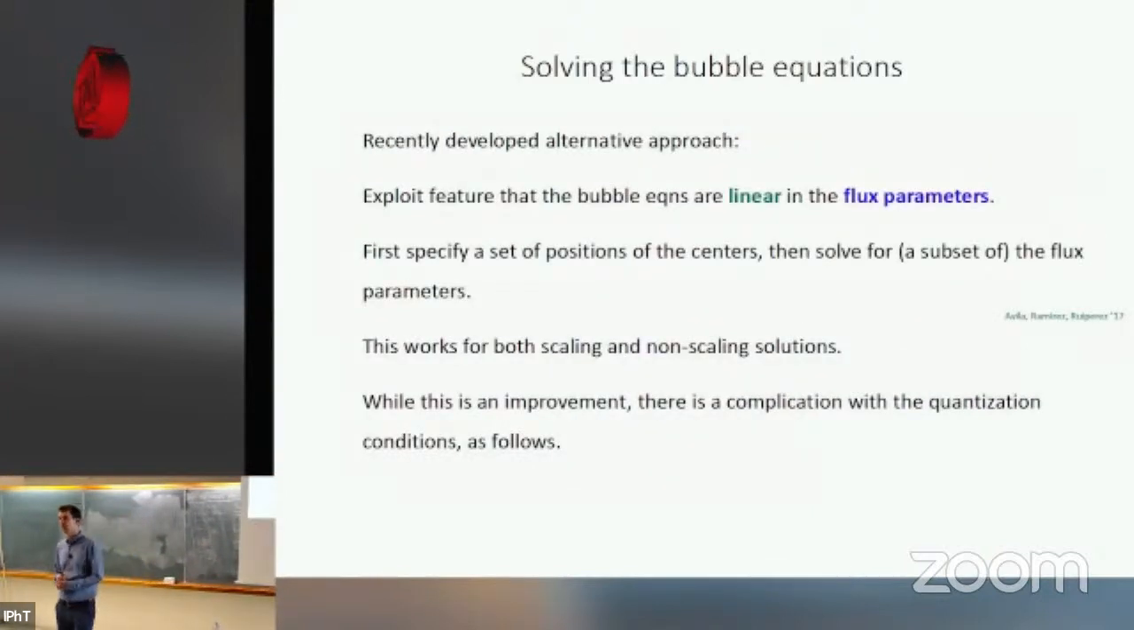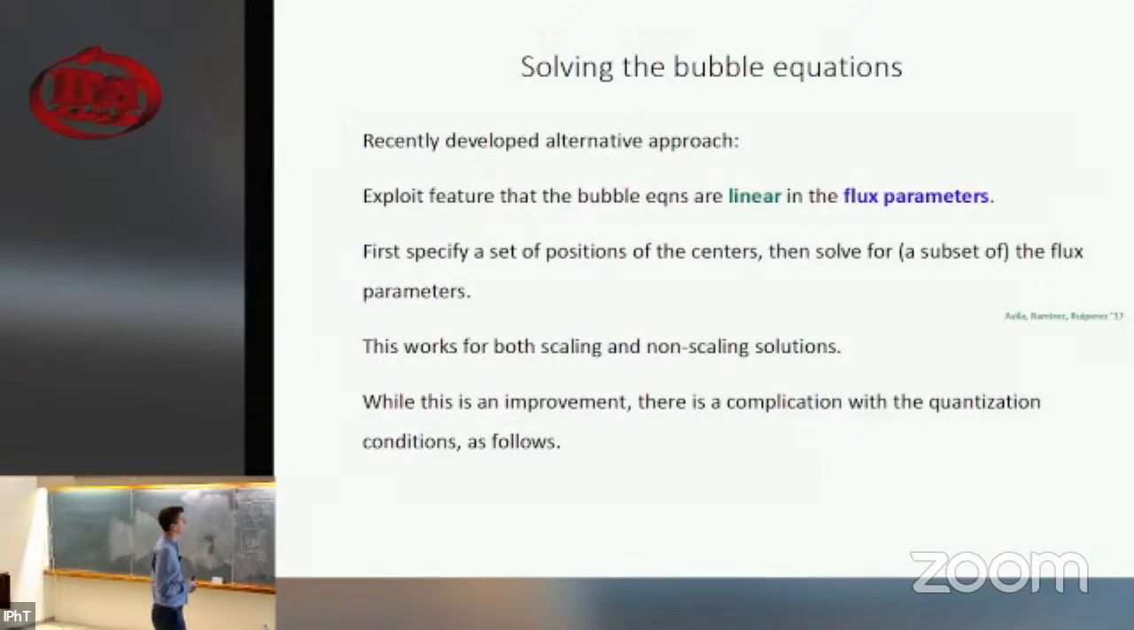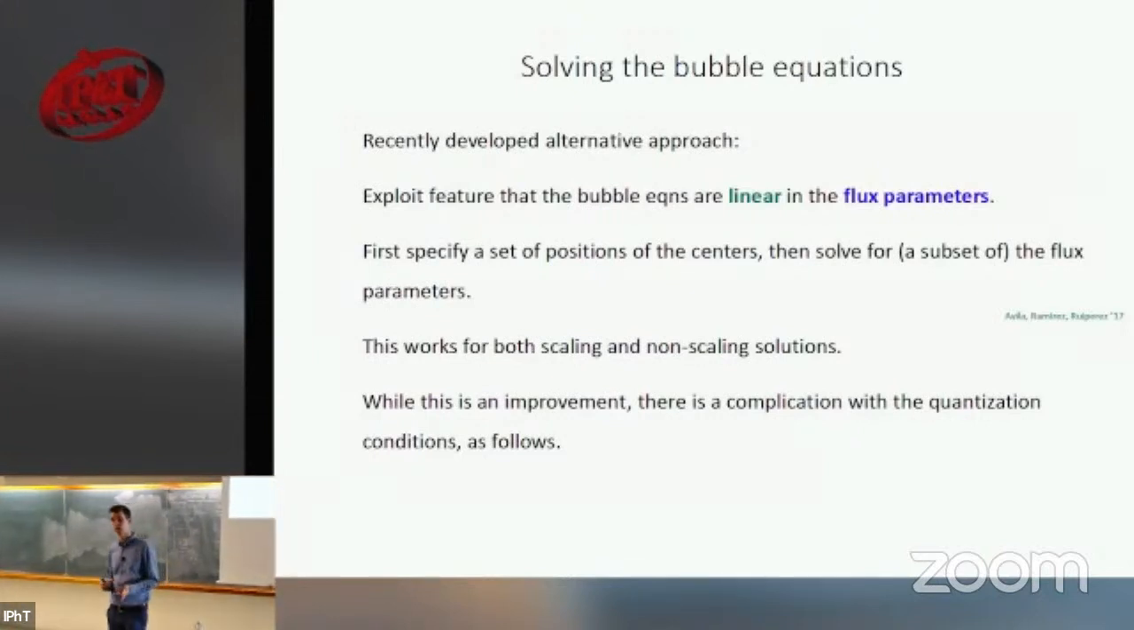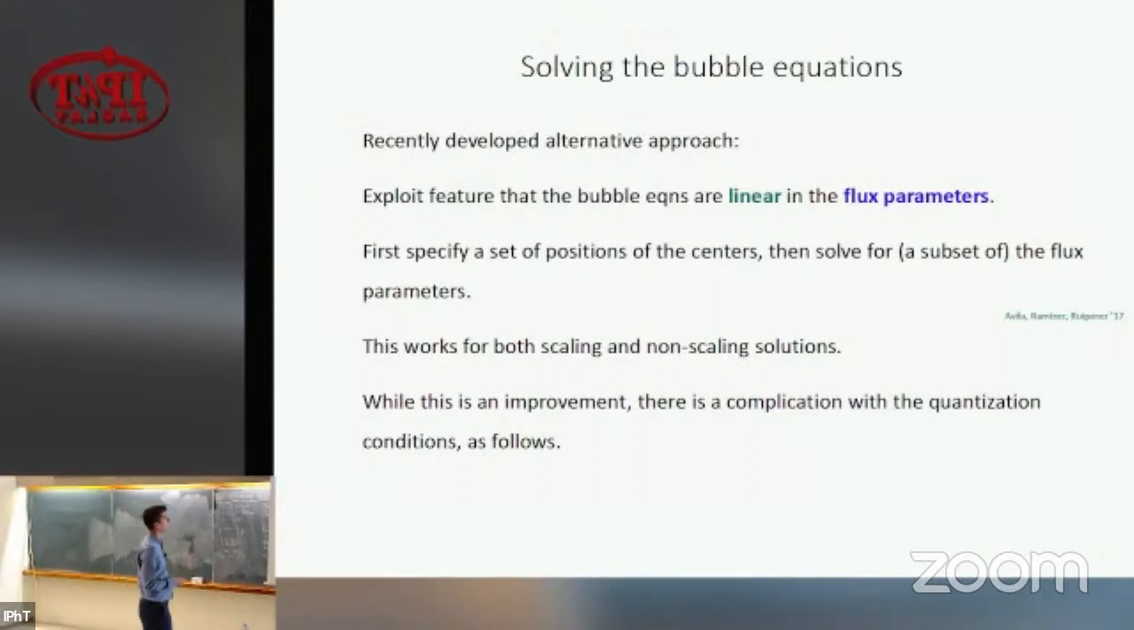And so people worked hard and thought of a different approach that exploits the fact that the bubble equations are linear in the flux parameters. So you could pick a subset of flux parameters, let's say all the k's for the harmonic function number 2, or almost all of them. And then you could say, okay, let me try and specify some collection of points in R3 such that I fix first my distances, and then I try to solve the bubble equations as a linear system for the flux parameters. And that's a pretty good method. This was Avila, Ramirez, and Ruipérez in 2017. It works in general for both scaling and non-scaling solutions. And although it's an improvement, there is a complication that you have a potential conflict with the quantization conditions.